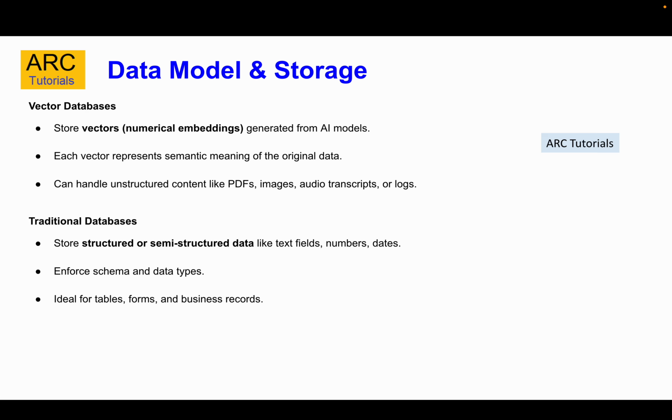A vector database always stores vectors, which are numerical embeddings generated from AI models. Each vector represents the semantic meaning of the original data. They can handle any type of unstructured data like PDFs, images, audio, transcripts, or logs. Traditional databases store structured data like text fields, numbers, strings, dates, etc. Traditional databases always enforce schema and data types. They're ideal for tables, forms, and business records, etc.